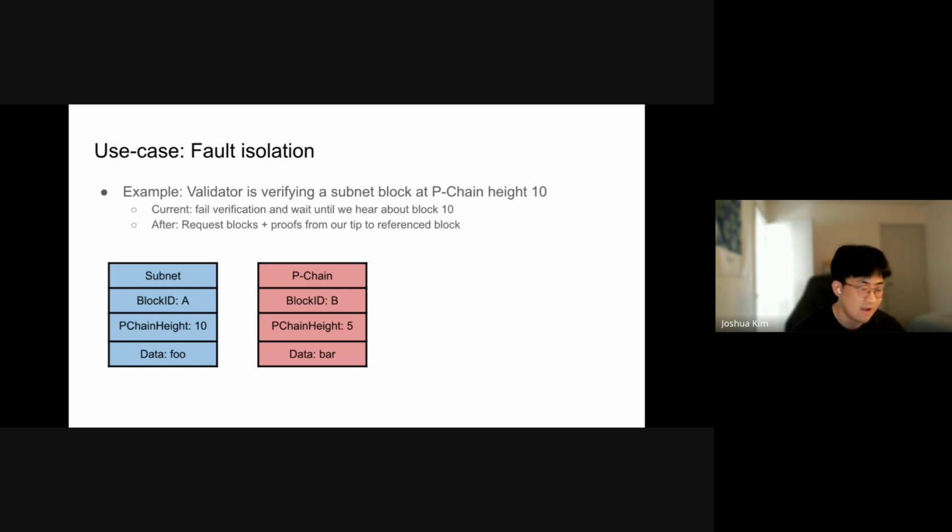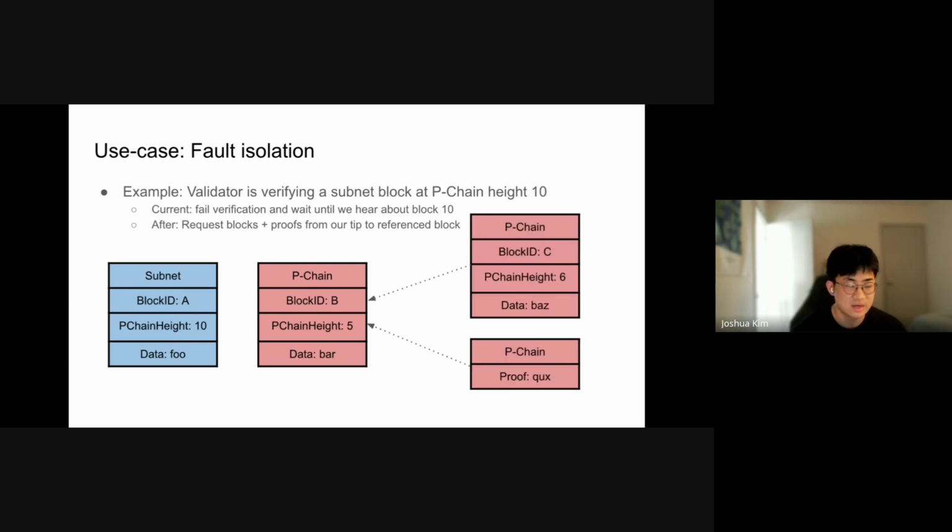So after we implement this ACP and we have all of this acceptance proof stuff inside of the Proposer VM, this will change some of the behavior here. Previously we would have just failed verification because locally we have this P-chain height 5, and the reference block is saying there's some P-chain block we haven't heard of called P-chain height 10. But afterwards, since we now know the heights that are missing, we can just request proofs and blocks for all the heights in between 5 and 10.